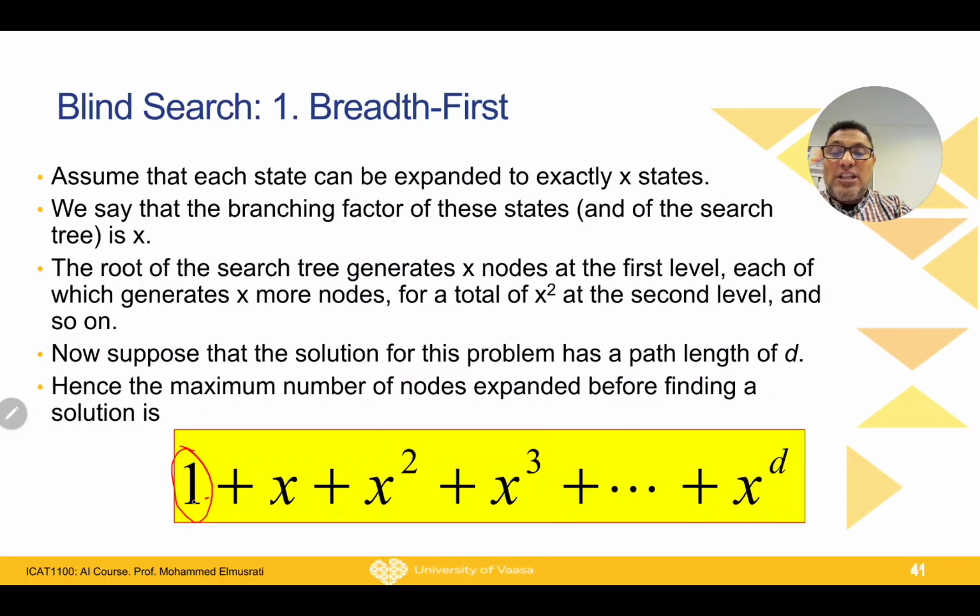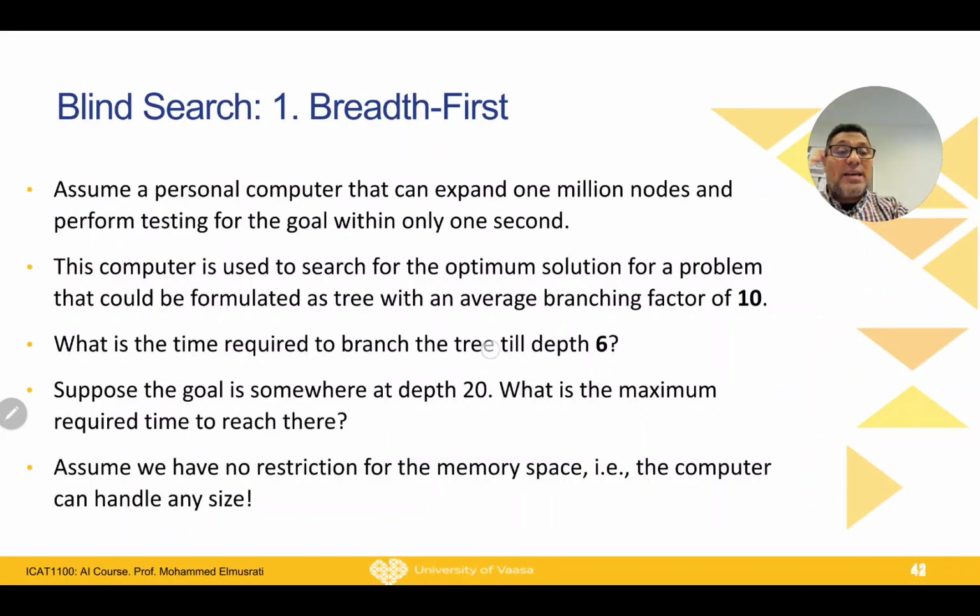But here if we assume that they are exactly the same, then the initial state is divided into x states. Branch it, and each of them will be divided into x, so we will have x squared. Each of them will be divided into another x, then we have x to the power 3, until we come to the depth. So if we reach a depth of d, then we will have x to the power d states. This is the breadth first.